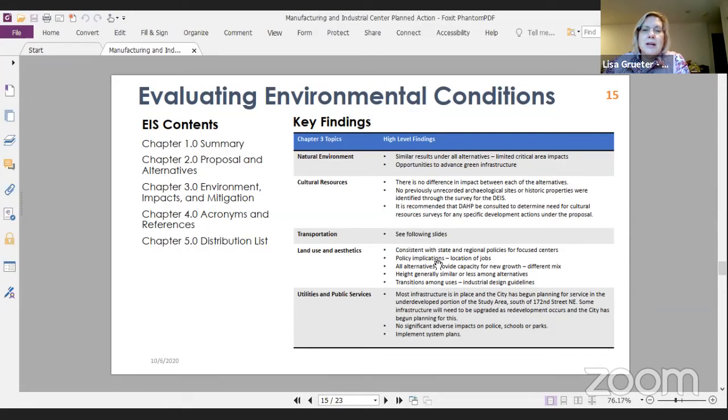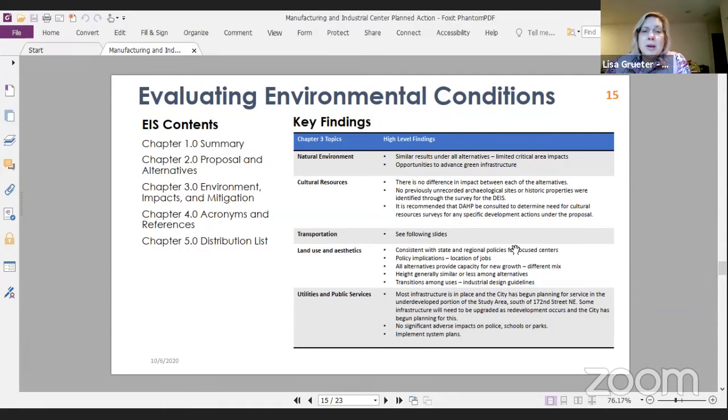For land use and aesthetics, new development will be consistent with state and regional growth policies that focus growth in centers, and this manufacturing industrial center is a regional growth center. There are some policy implications for the location of jobs. All of the alternatives, though, provide sufficient capacity for the anticipated growth. The heights are generally similar among the alternatives, and there would need to be application of design guidelines to ensure proper transitions among the uses.